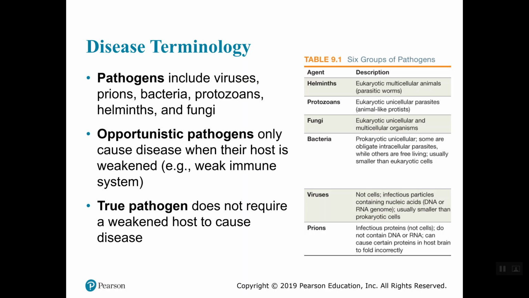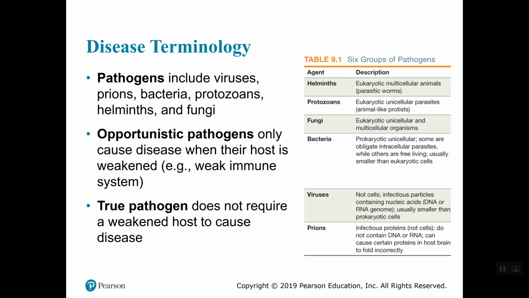Also it could be somebody that's on immunosuppressant drugs. Maybe they've had some kind of transplant. Maybe they're undergoing chemotherapy for cancer treatment. They would be considered immunocompromised, and so on and so forth. A true pathogen is a pathogen that does not require a weakened host to cause disease.